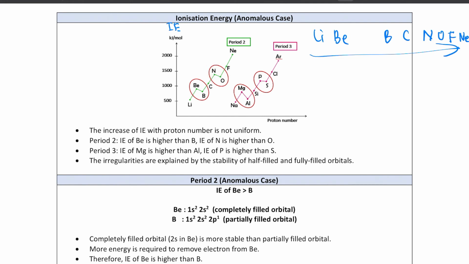Okay, kalau dalam period 3 pula, ionization energy of magnesium is higher than aluminium. Ionization energy of phosphorus is higher than sulfur. Okay, sama juga. Magnesium sepatutnya lebih rendah daripada Al tapi dia lebih tinggi. Phosphorus sepatutnya lebih rendah daripada S tapi dia slightly higher than sulfur. Okay, so these irregularities are explained by the stability of half-filled and fully filled orbital. So kenapa jadi macam ni? Okay, ini explanation dia. Ada kaitan dengan half-filled and fully filled orbital yang kita ada belajar before this.